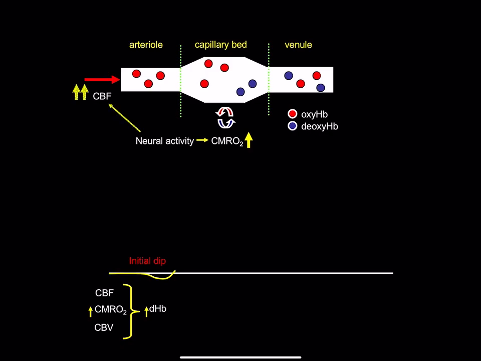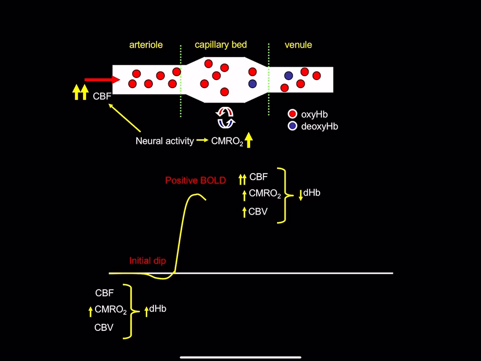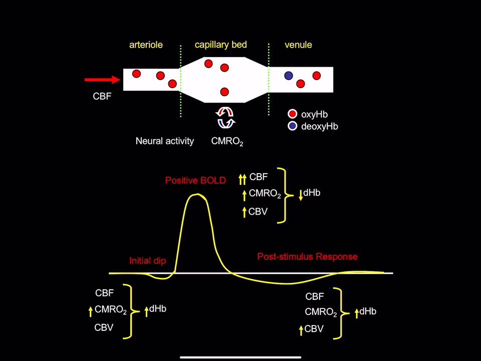But then once the blood flow kicks in, it delivers a lot of oxygen, and so now the deoxyhemoglobin goes down, and you end up with primarily a positive response. Okay, so that is the basic BOLD signal that we work with. And then after the neural activity is over, we go back down to baseline. How we go back to baseline is still an area of research, but typically at some point you go back to where you started. Okay, so that's the basic idea behind fMRI.